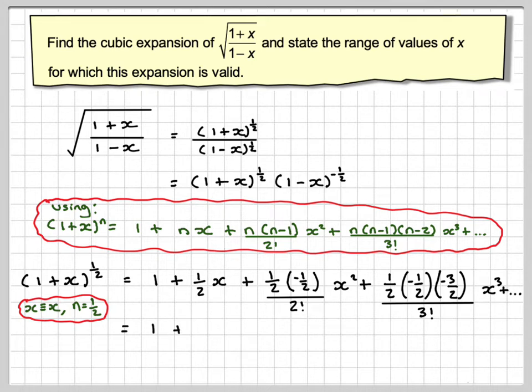Simplifying that, it becomes 1 plus a half x, and then we can work this out on a calculator. It'll just give you minus 1/8 x squared plus 1/16 x cubed when you work all this out. And obviously the next term will be minus, but we only need to do up to x to the power of 3.